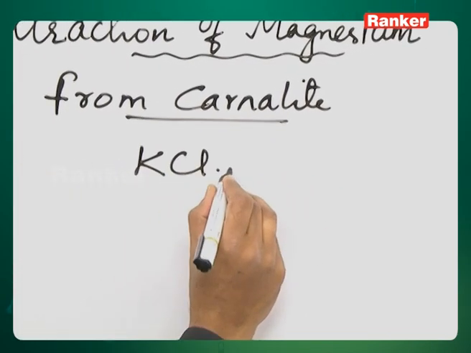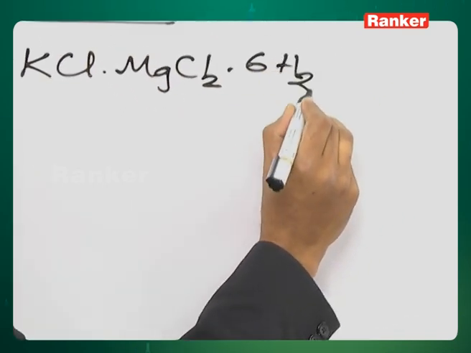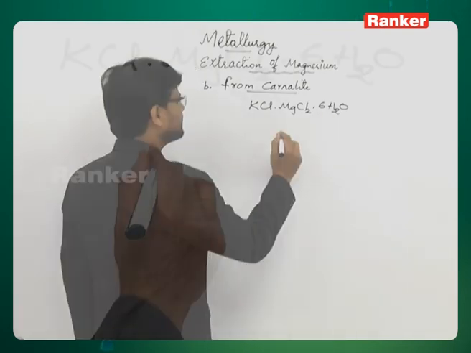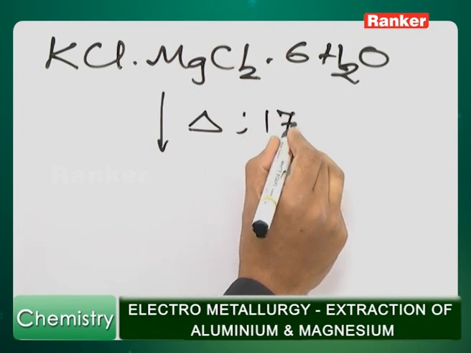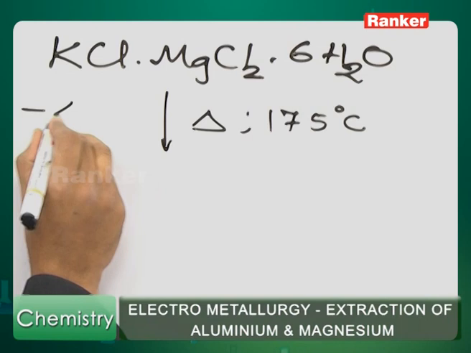Carnallite is KCl·MgCl2·6H2O. The very first thing you need to do is remove this water of crystallization. So, heat carnallite to about 175 degrees Celsius, then it will lose 4 water molecules.